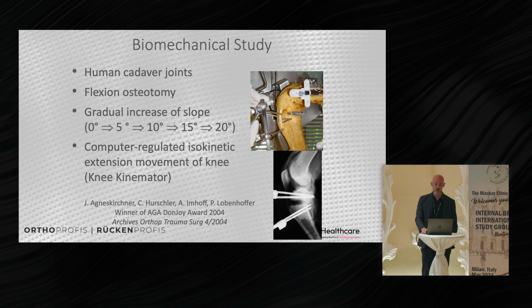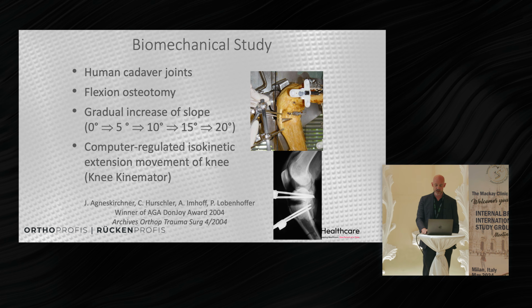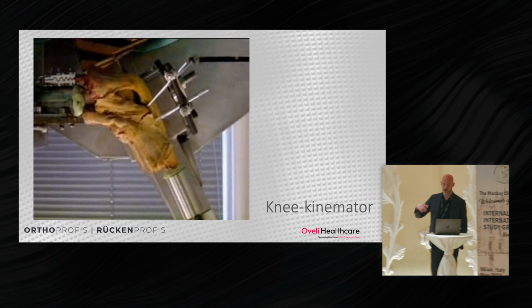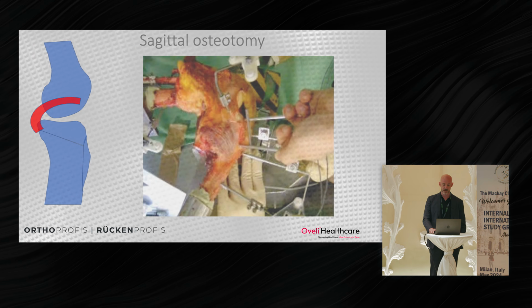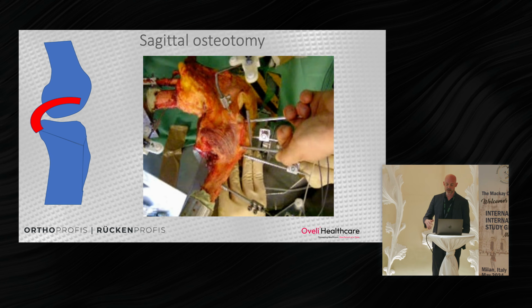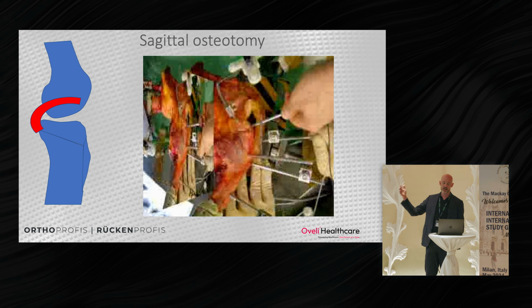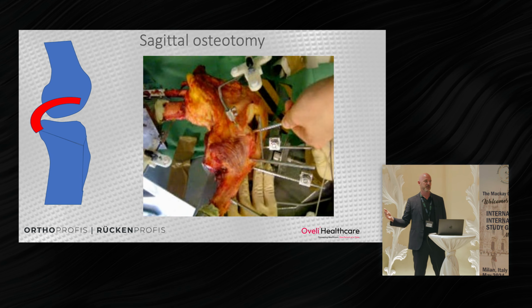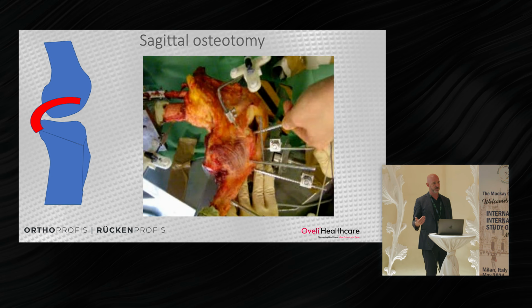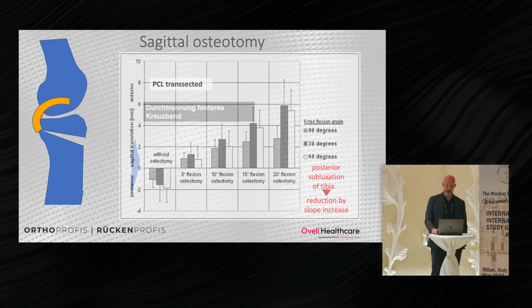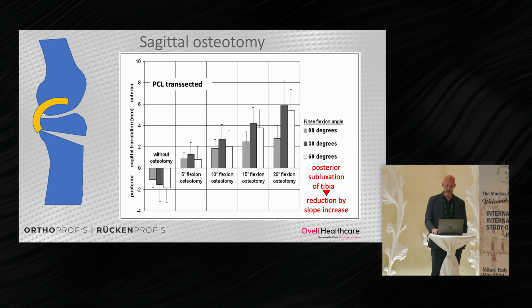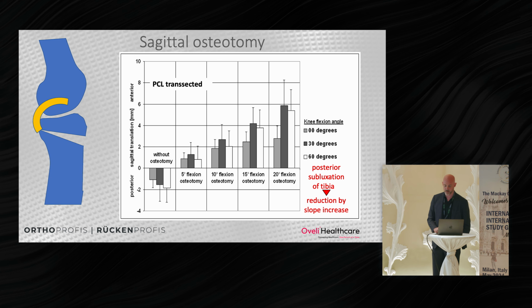And he has proven in a biomechanical apparatus that you can transfer forces by changing the tibial slope. So he took these knees, transected the PCL, and measured the forces and the translation that the tibia had under the femur. And he did this with a flexion osteotomy. So obviously he put strain on the PCL.